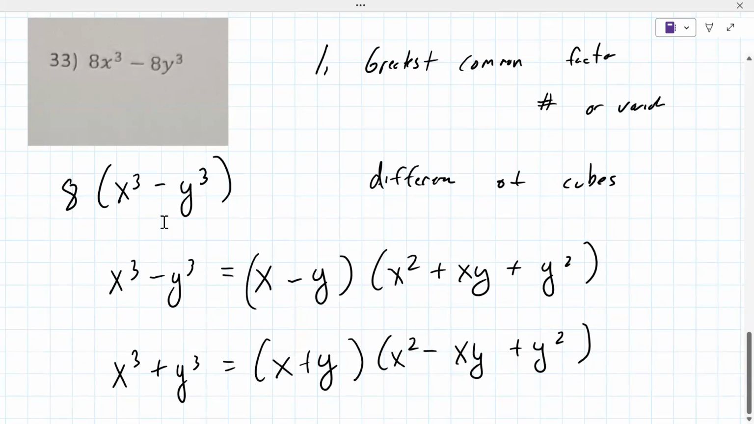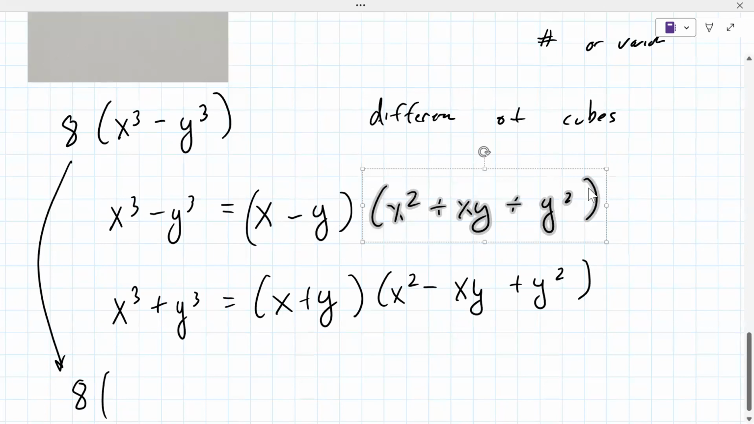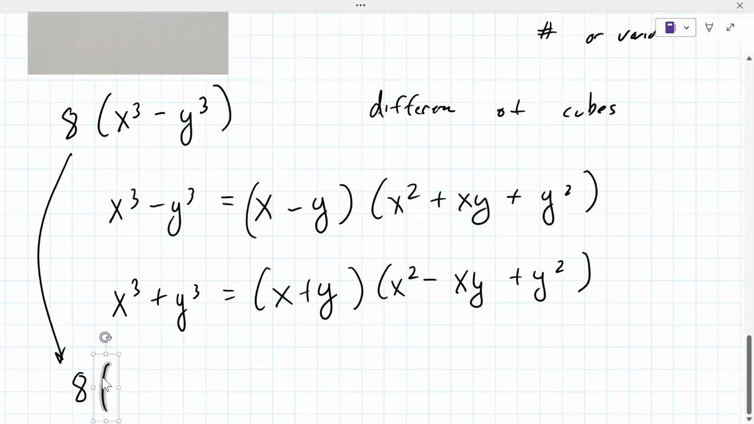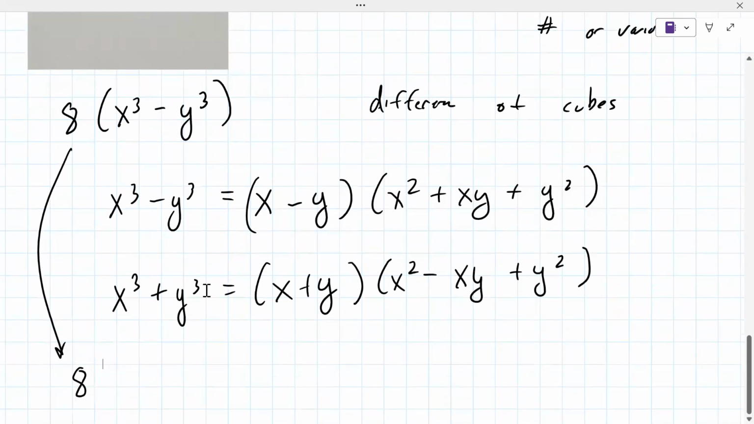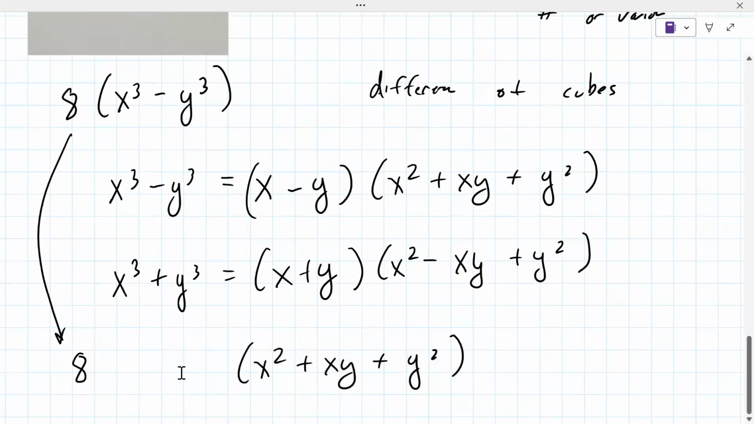So for your problem, again, you said you don't get a reference sheet, so you may want to ask if you need to know this. I'll probably tell you yes, unfortunately. But it is all of this here. That x cubed minus y cubed becomes everything on the right there with an x minus y like that.